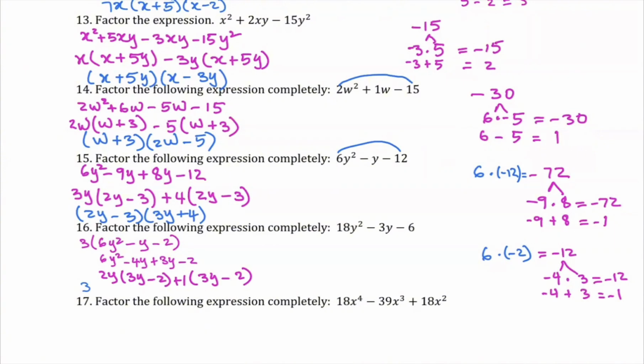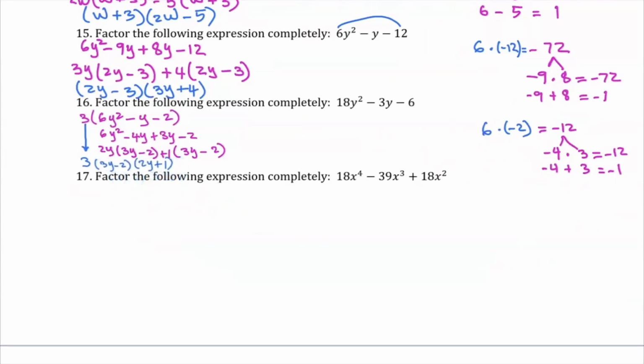And my final answer is going to be 3, that 3 that was outside waiting, times 3y minus 2 times 2y plus 1, right? So that is my final answer. Move on to the next one.